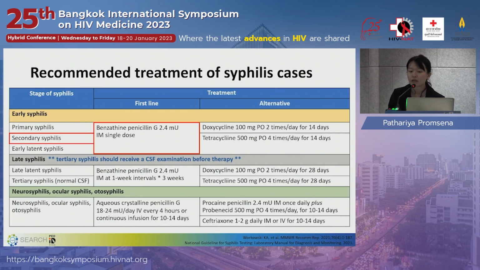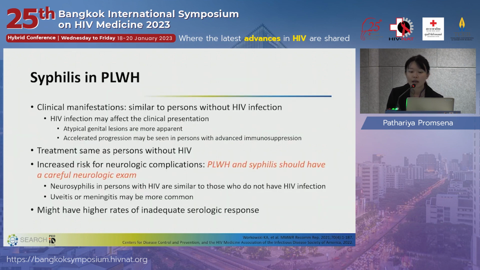The first-line treatment of syphilis is benzathine penicillin G, and the number of doses is based on the stage of infection. For the treatment of the other stages, I have summed up in this table. For syphilis infection in people living with HIV, the clinical manifestations and treatments are similar to persons without HIV. However, they may be more likely to develop neurologic complications, so people living with HIV and syphilis should have a careful neurologic examination. Additionally, they may have a higher incidence of insufficient serologic response after treatment.